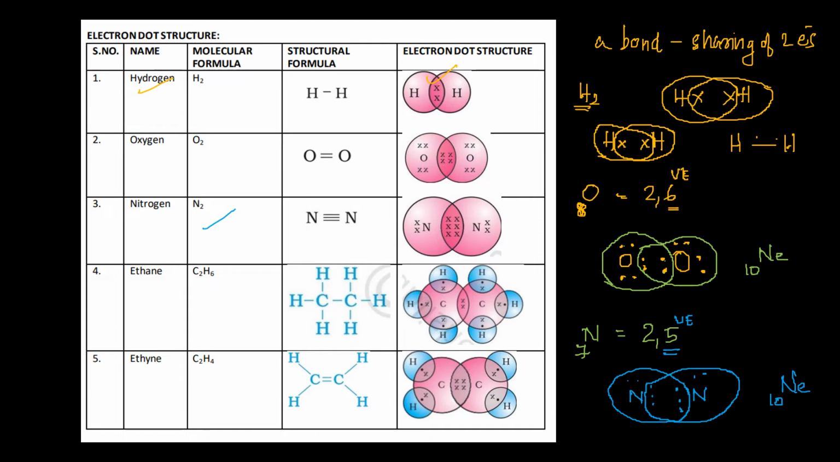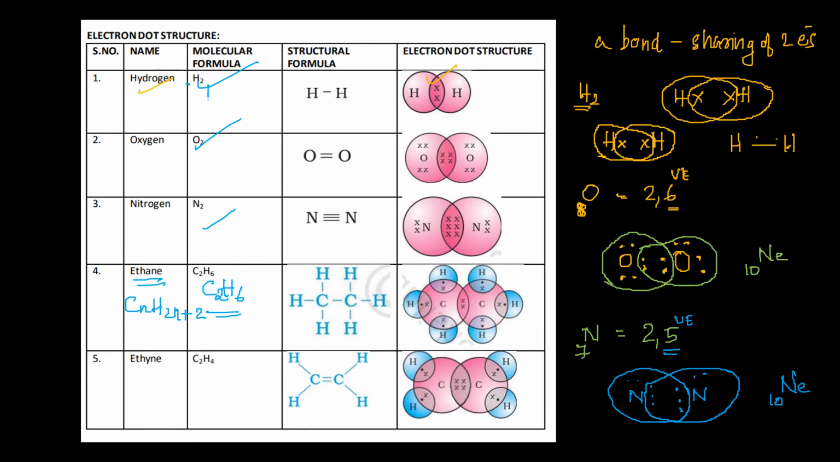So nitrogen we completed, oxygen we completed, hydrogen we completed. What about ethane? Ethane ends in ANE, which is alkane. The general formula is CnH2n plus 2. Ethane means how many carbon atoms? 2. So 2 into 2, 4, 4 plus 2, 6. H should be 6. C2H6 is the molecular formula.